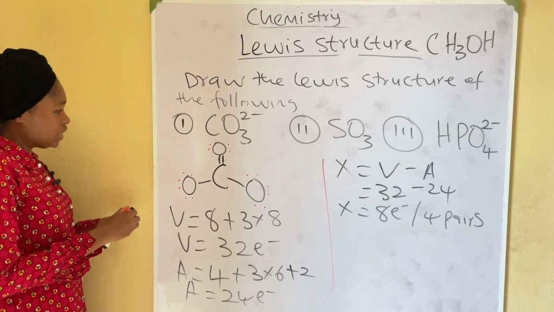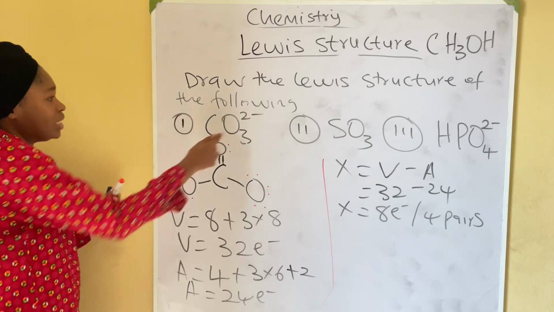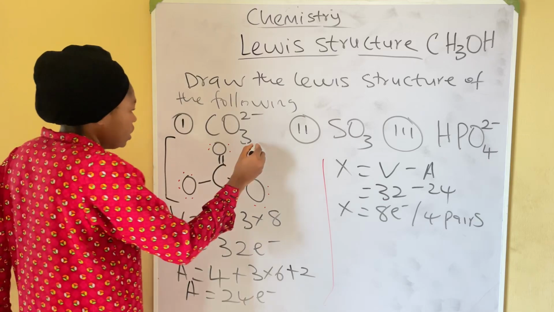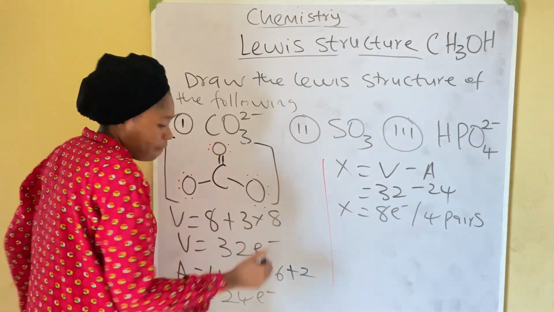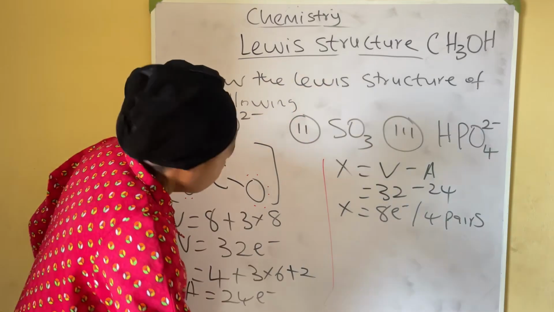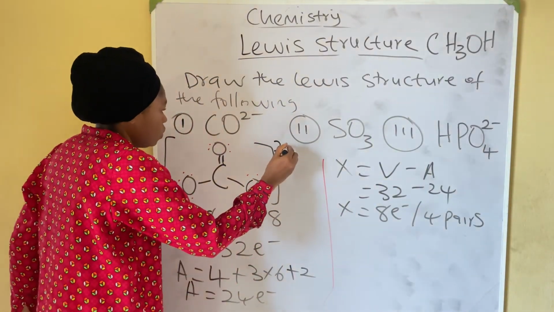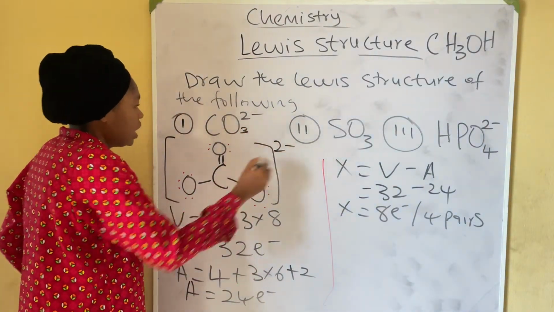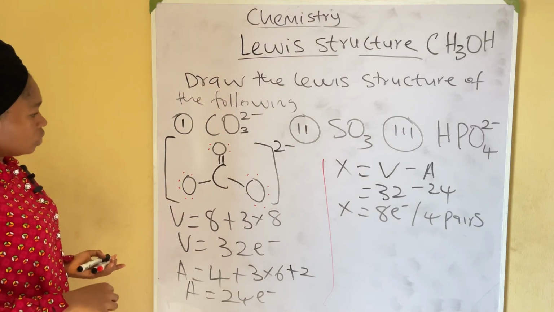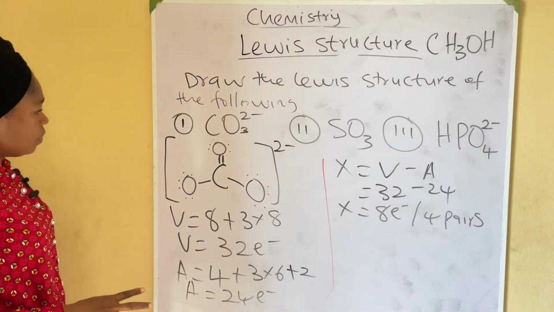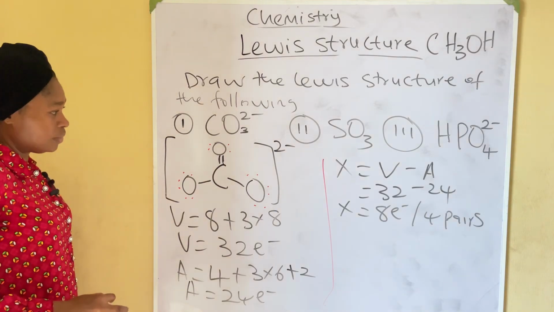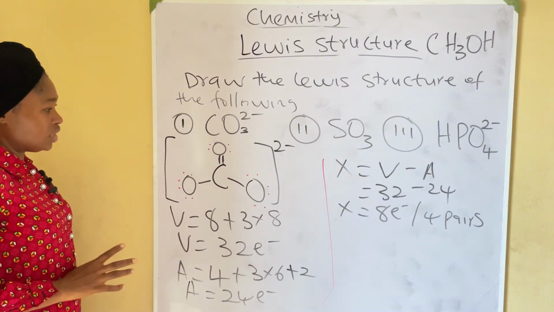Because it's charged, you put square brackets and put the charge outside. So 2 minus, this is the charge. Okay, let's calculate what they call formal charge.